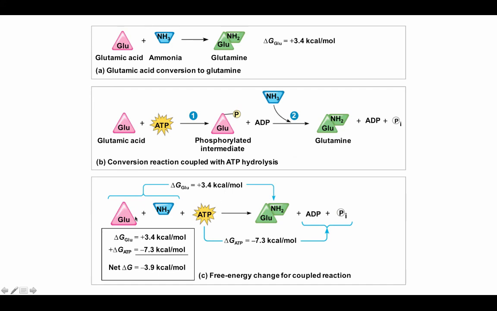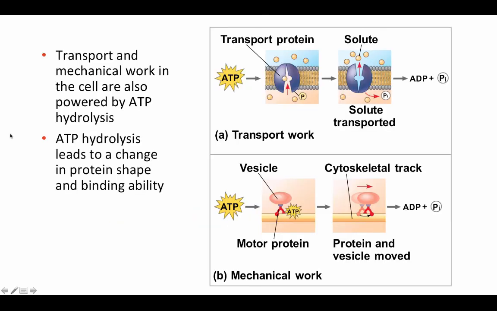So the total reaction, so just this part of it, costs 3.4 kilocalories per mole. The hydrolysis of ATP, the total thing, first hydrolyzing the ATP and phosphorylating the glutamic acid, and then the final release of the inorganic phosphate is going to release 7.3 kilocalories per mole. So we've got a net loss of free energy of 3.9 kilocalories per mole, which will be given off as heat.